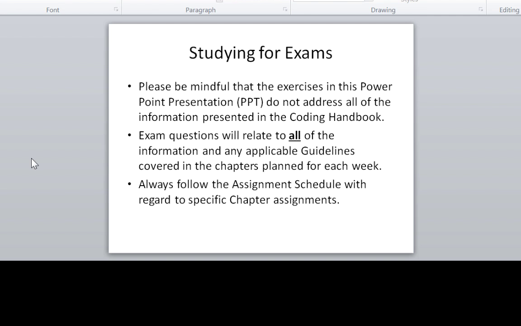And the last thing I want to say is about studying for exams. Always be mindful that the exercises we cover in the PowerPoints do not address all of the information in the coding handbook, but your exam questions will relate to all of that information and any applicable guidelines that are covered in the chapters for each week. So you're always going to follow your assignment schedule with regard to which chapters are assigned each week and what chapters will be covered on the exams.